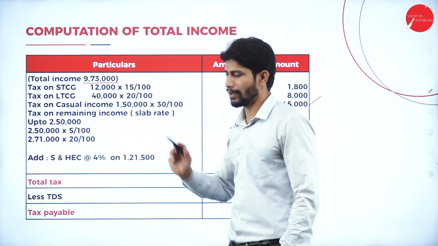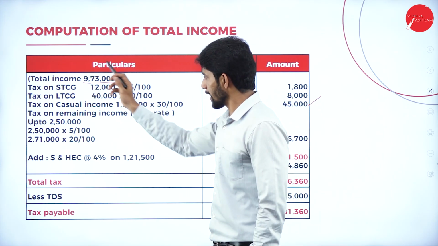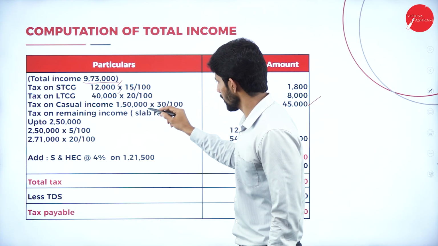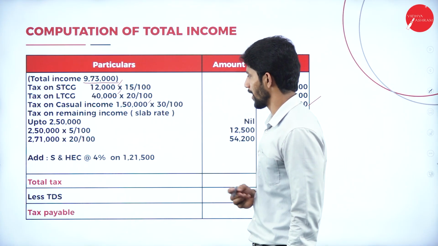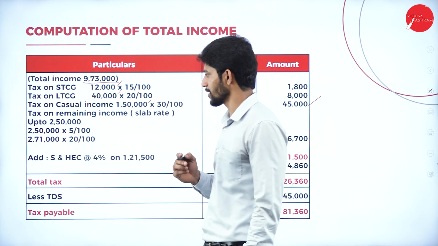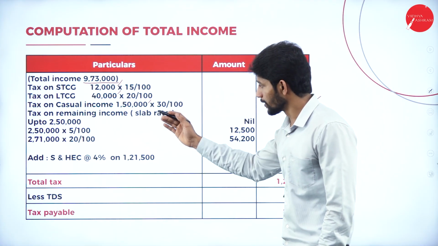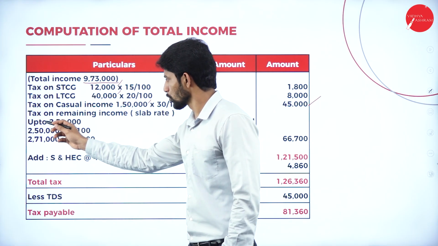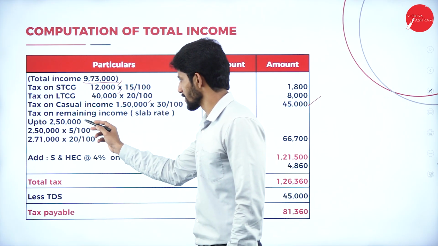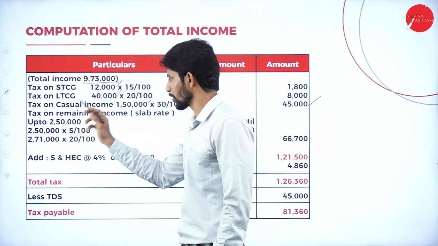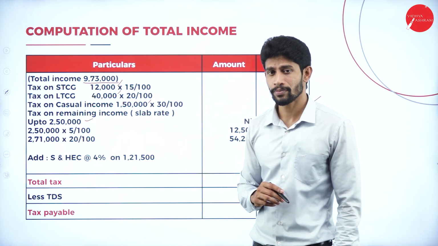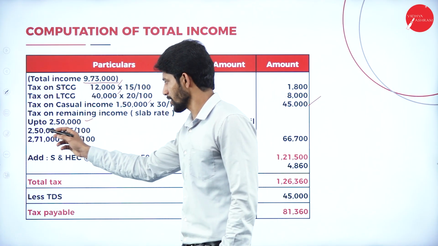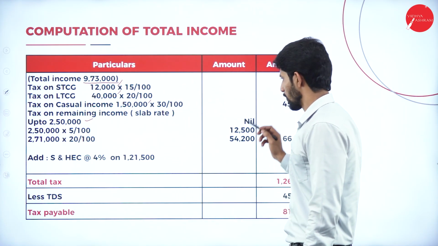Next, tax on remaining income. Yes, from 9,73,000, we taxed 12,000, 40,000 and 1,50,000. So what is the remaining balance we have? On that remaining balance, we are supposed to compute the tax based on the slab rate. Up to 2,50,000, it is nil. Next, 2,50,000 to 5,00,000, what is the percentage we have? It is 5%. So if you compute 5%, you will get 12,500.